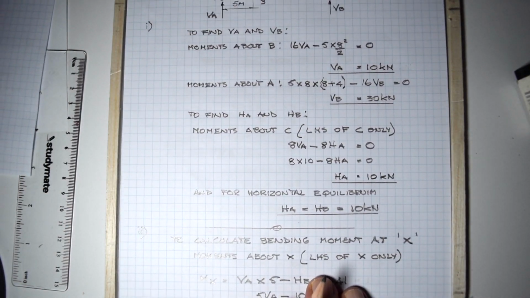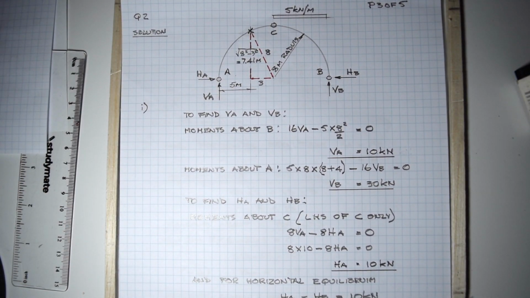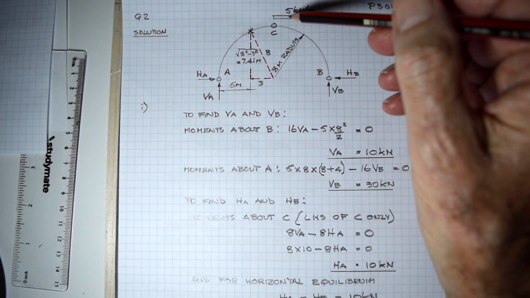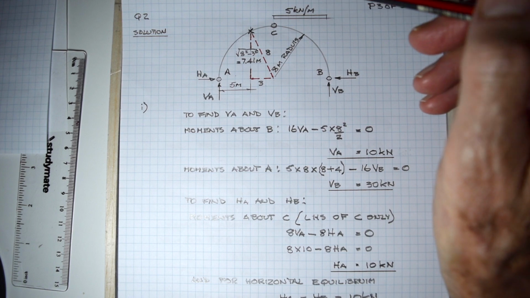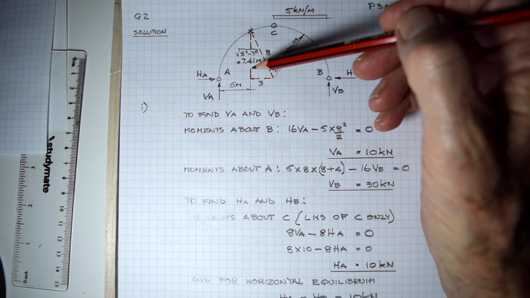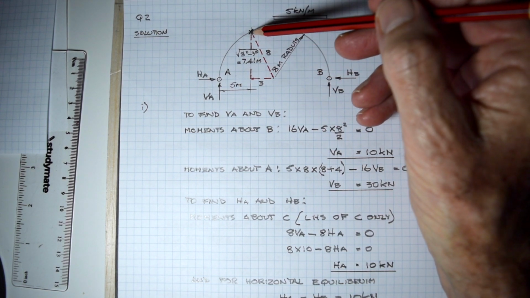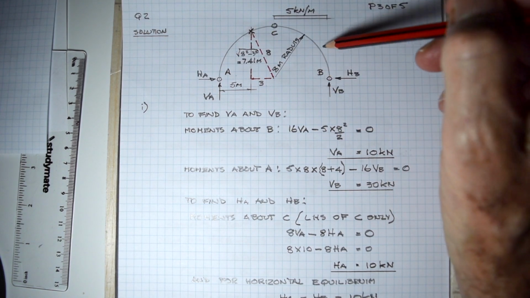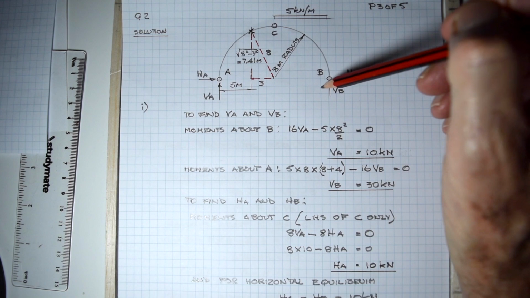And that was all we were asked to compute with that one. With question 2, we've got this uniformly distributed load, and using Pythagoras, we can work out that dimension there, which I'll always draw up a nice sketch that you work with on your solutions.